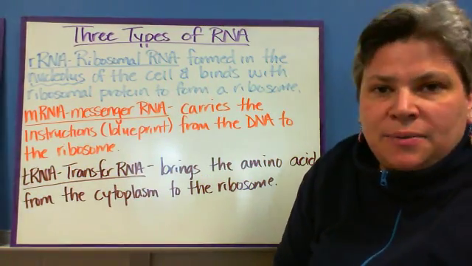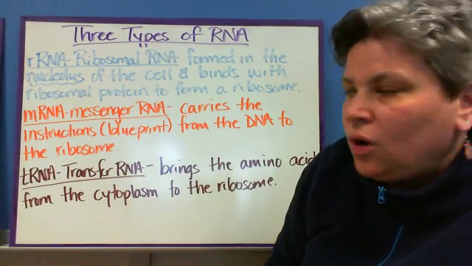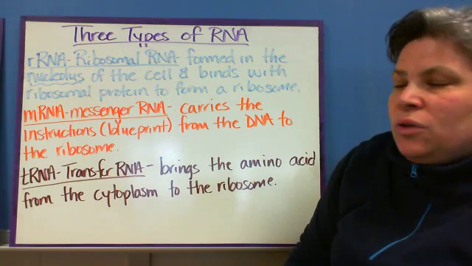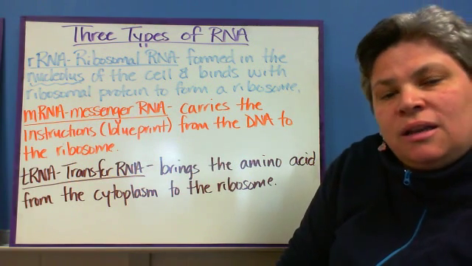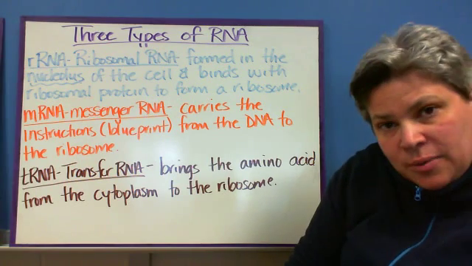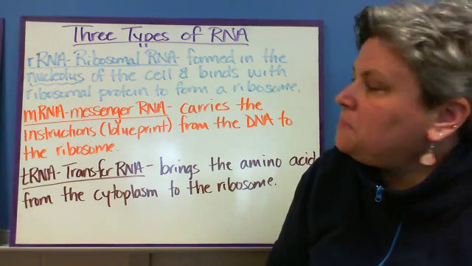There are 3 different types of RNA. The first one is called rRNA, or ribosomal RNA. It is formed in the nucleolus of the cell, and it binds with ribosomal protein in the formation of ribosomes. Remember, ribosomes are the part of the cell where proteins are made.